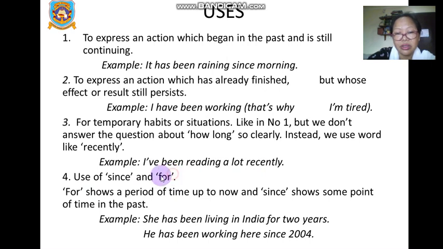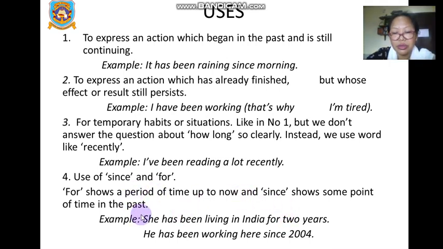Then, use of since and for. This is very important, students. Please remember this. For shows a period of time up to now. Like, she has been living in India for 2 years. That means for shows a period of time up to now, and since shows some point of time in the past. He has been working here since 2004. Since 2004.